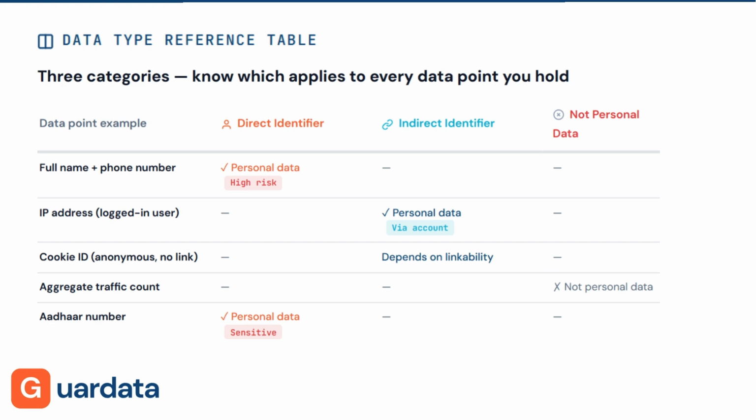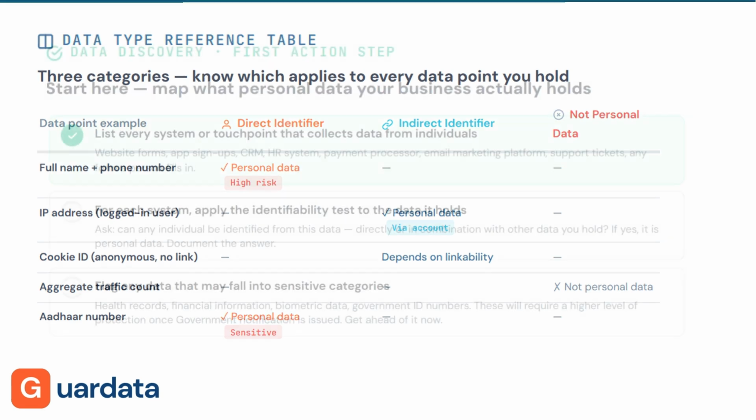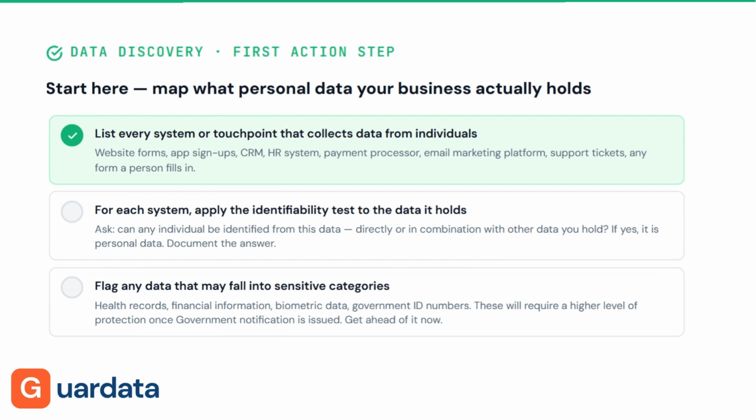3 action steps from this video. 1. List every system that collects data from individuals. Website forms, your CRM, HR records, payment platform, support tickets. List them all. 2. Apply the identifiability test to each system. Can anyone be identified from what it holds? Document the answer. 3. Flag anything in a sensitive category: health data, financial records, biometric data, government IDs. Get ahead of this now.